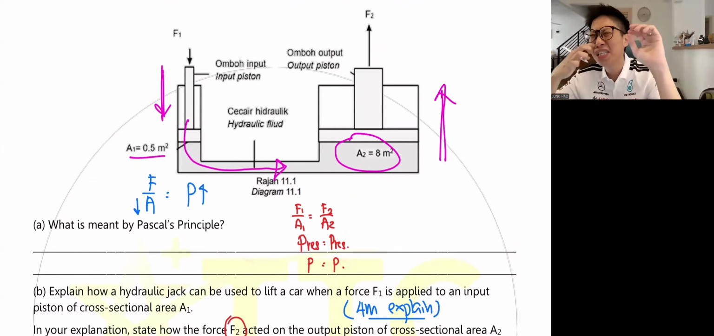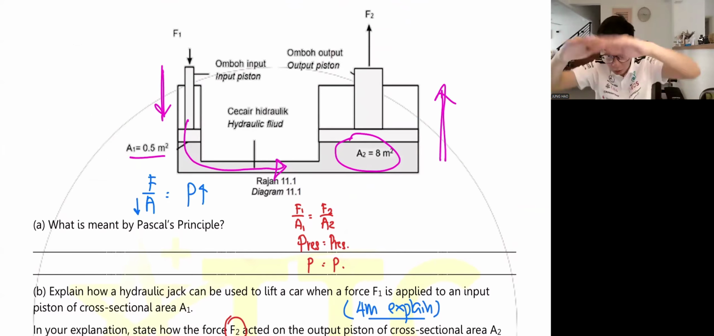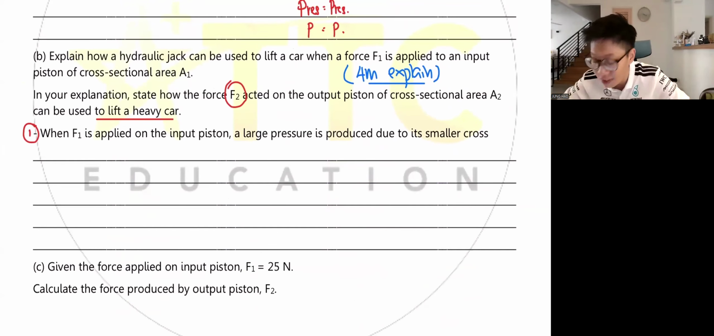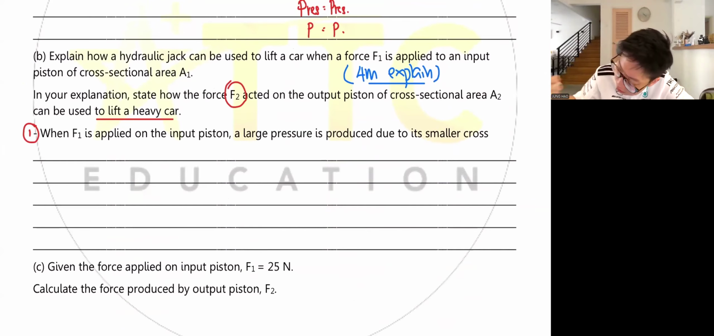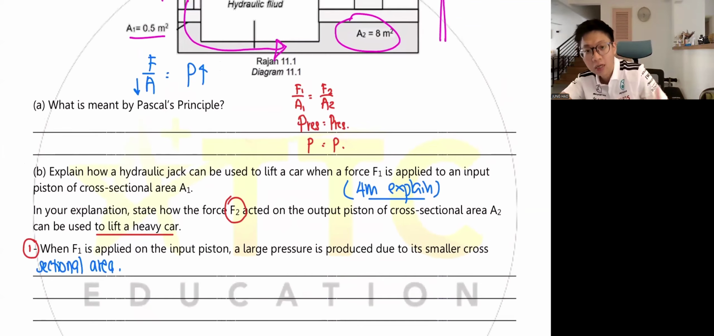But we cannot just say area. We must use the word cross-sectional area. Okay, because it's not the outside, but the surface cross-section area. Due to its smaller cross-sectional area. So the first part already said, a large pressure is produced due to small cross-sectional area.